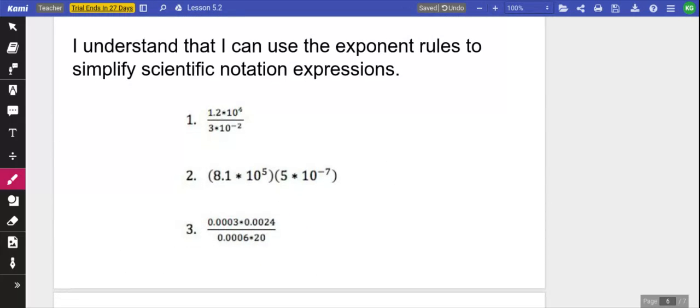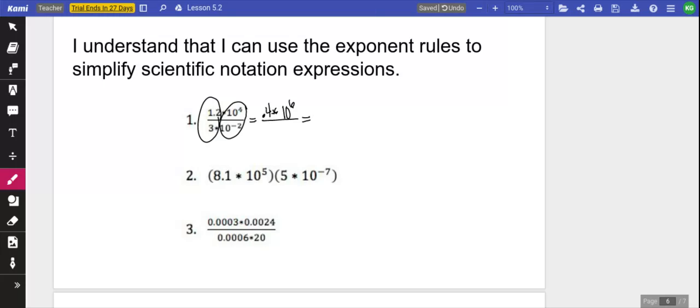So this is also going to apply to our scientific notation. So on this one, remember, if we're dividing exponents, they get subtracted. So 10 minus negative 2 becomes 10 to the 6th. And then these ones just get divided. So 1.2 divided by 3 is 0.4.